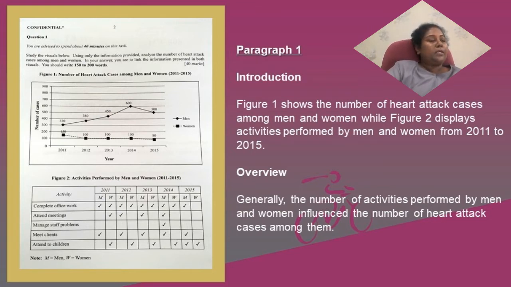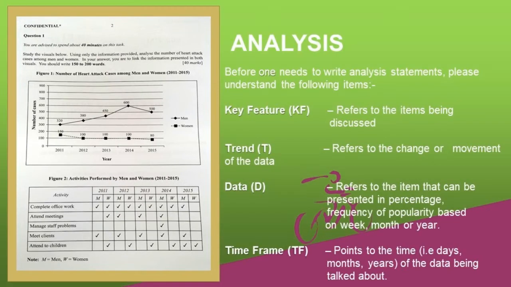So here is the sample from a sample question. The overview given: Generally, the number of activities performed by men and women influence the number of heart attack cases among them. Next, we go to analysis. This will be in paragraph 2.